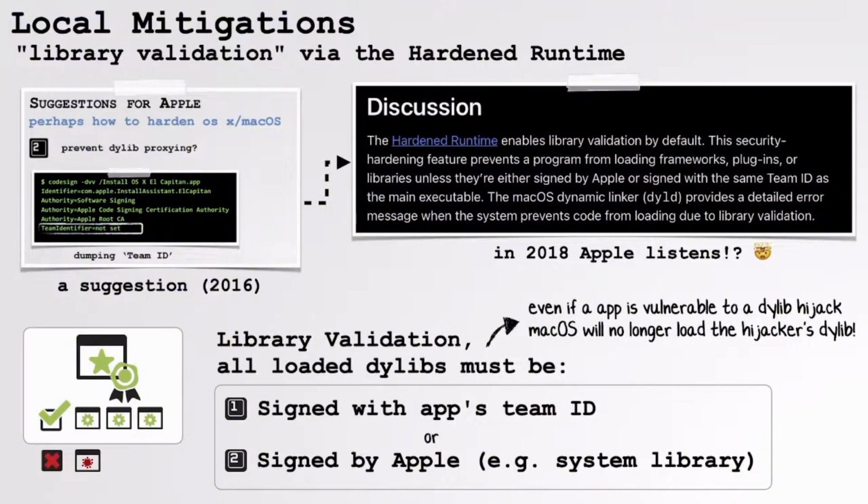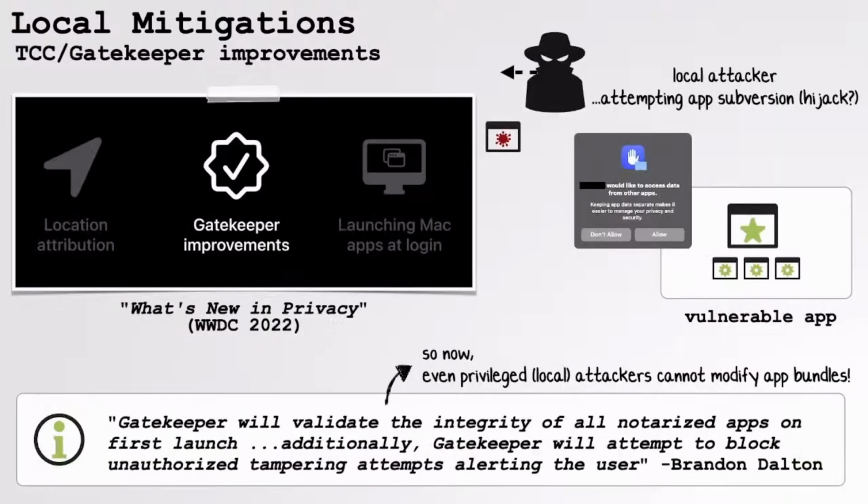Basically, it says that an application can only load dynamic libraries if A, it's signed by the same developer as the application, or B, signed by Apple proper, meaning it's a system library. So this means even if we have now a vulnerable application that's vulnerable to a dylib hijack, if Patrick comes along and tries to plant a dynamic library, library validation is going to be like, yeah, no. This is something different. This is an untrusted dynamic library. I am not going to load that.